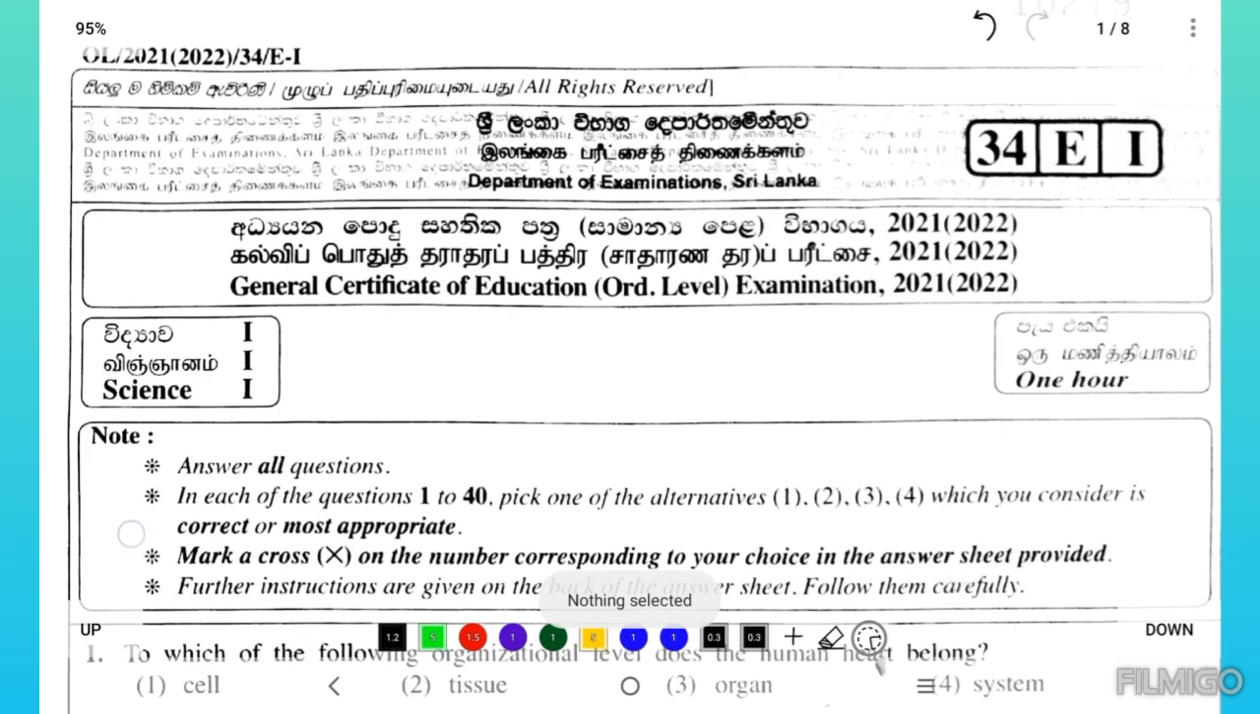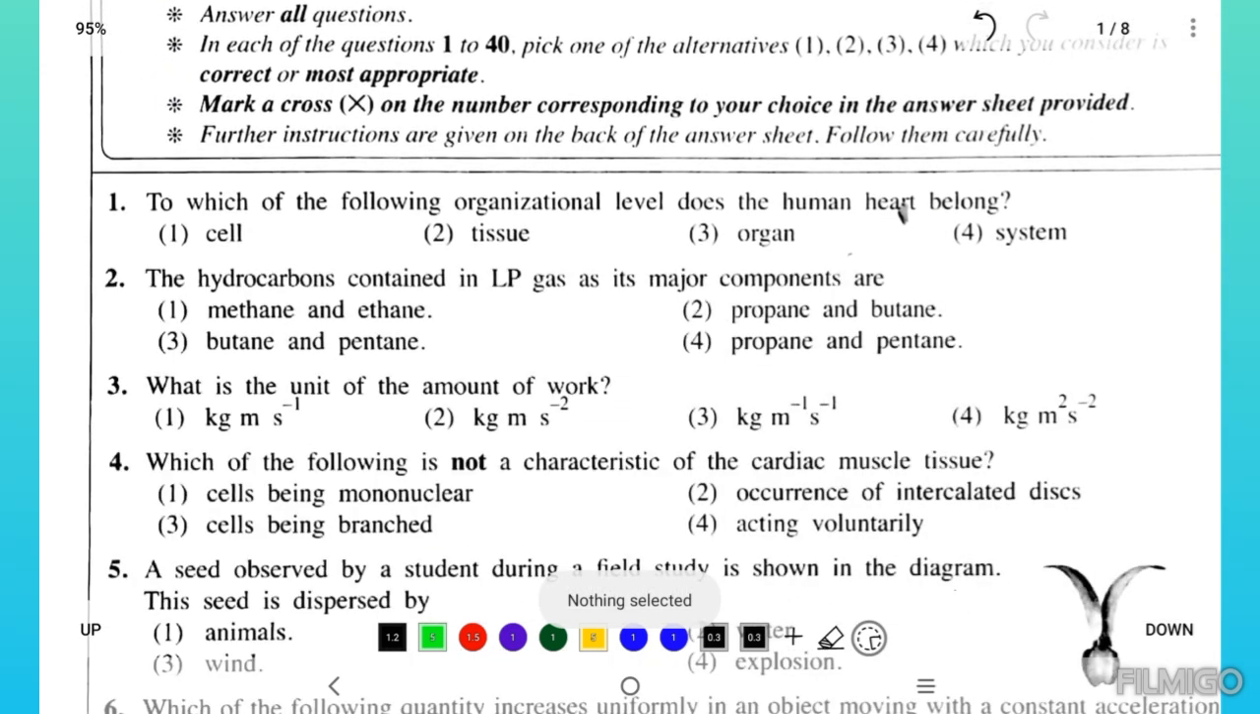Question number 1. To which of the following organizational levels does the human heart belong? You know, the human heart is a major organ in our body. So the answer should be the third answer.